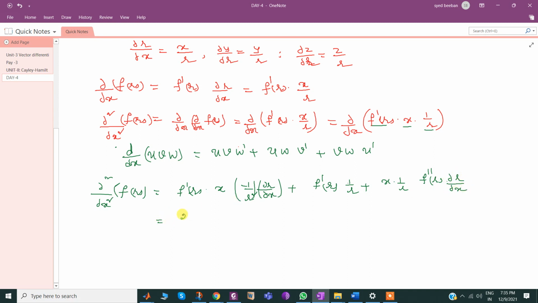Simplification here: f dash of r times minus 1 by r square, dou r by dou x means x by r, so it will be x square by r cube, plus f dash of r times 1 by r, plus x square by r square times f double dash of r, because here dou r by dou x is equal to x by r. So x by r times x by r, that is x square by r square, times f double dash of r.